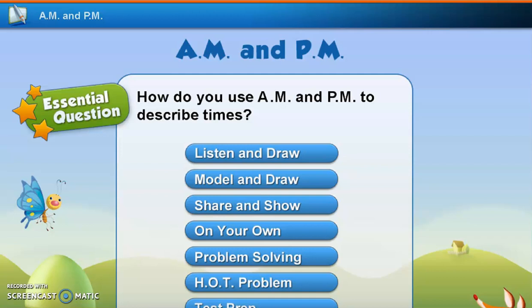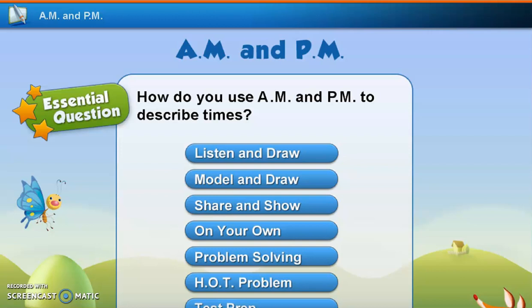Hello boys and girls, and welcome to the second part of today's math lesson. Today we are doing chapter 7.11, which is talking about AM and PM, and we are asking ourselves the essential question and then answering the essential question: how do you use AM and PM to describe times?